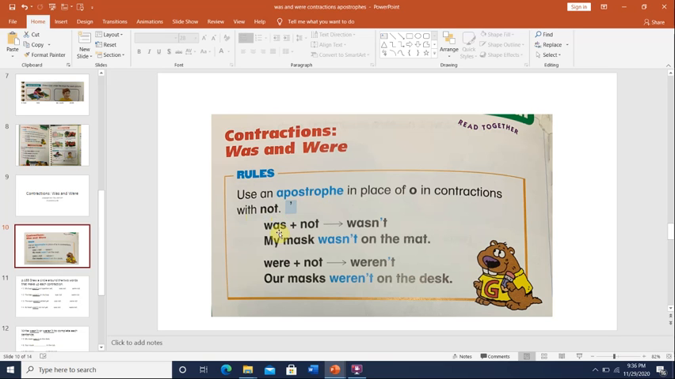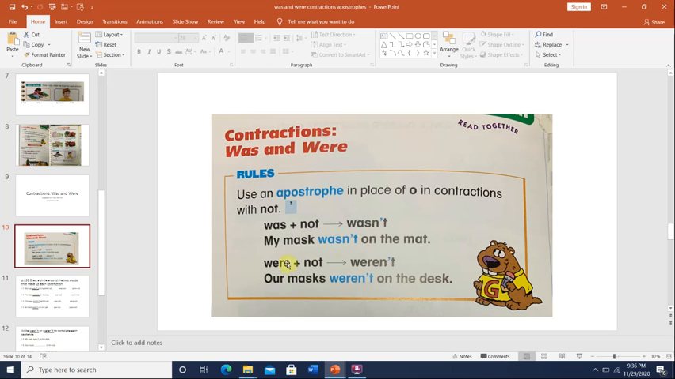Okay, so was plus not. We write was first, W-A-S, and then we write the N next to it from not, and we take away the O, and we put the T. Okay, so was not becomes wasn't. My mask wasn't on the mat. Okay, so wasn't means was not.